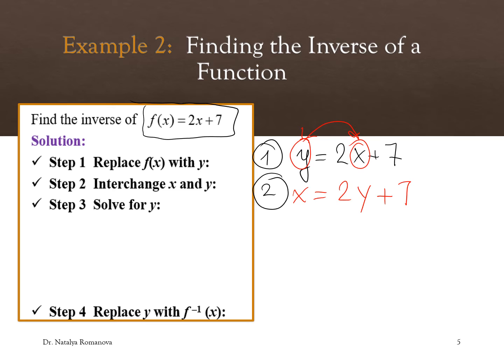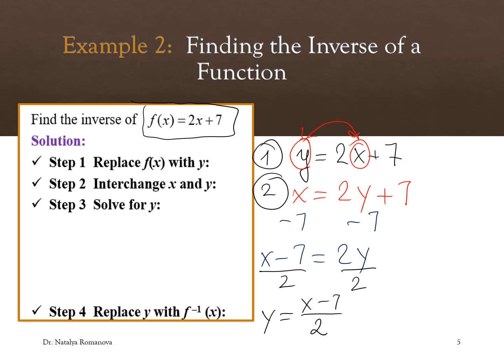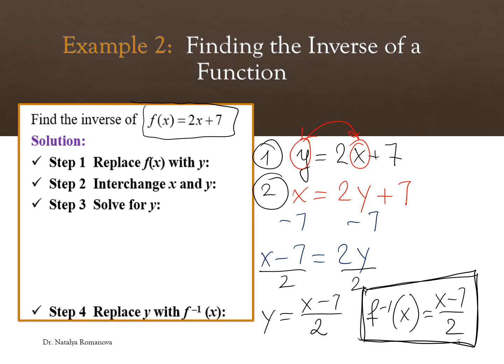Next step, we subtract 7 from both sides of our equation. It would be x minus 7 equals 2y. Next step, we divide both sides by 2. Y equals x minus 7 over 2. The last step, very important for us, is to replace y with f negative 1 of x. We have to use inverse function notation. The inverse function of f of x equals x minus 7 over 2. That is the answer for this example.